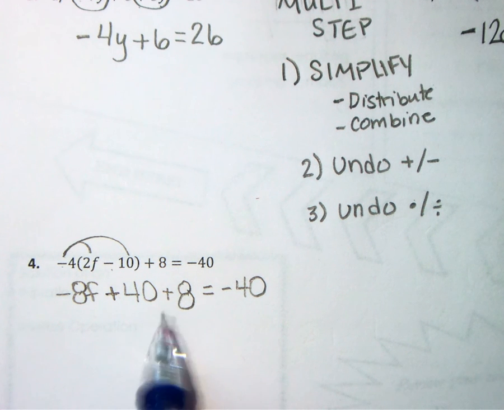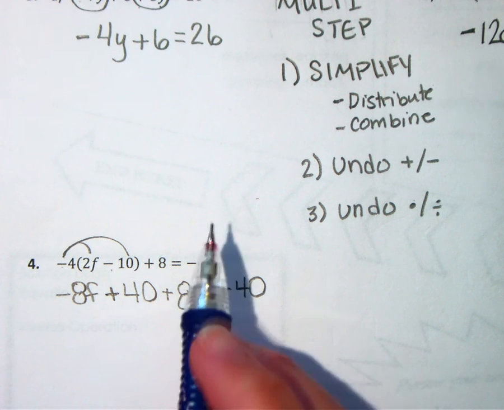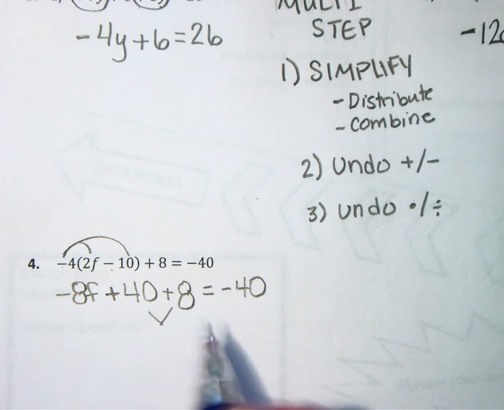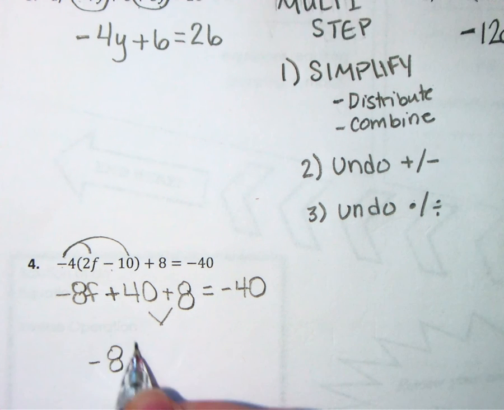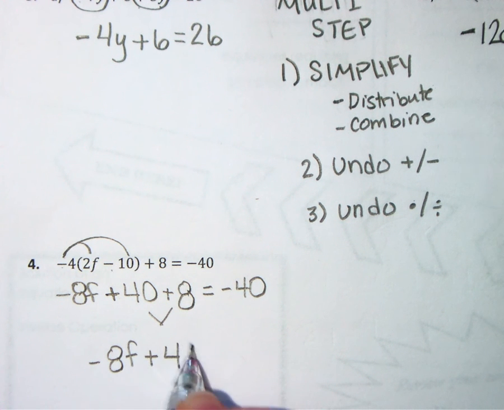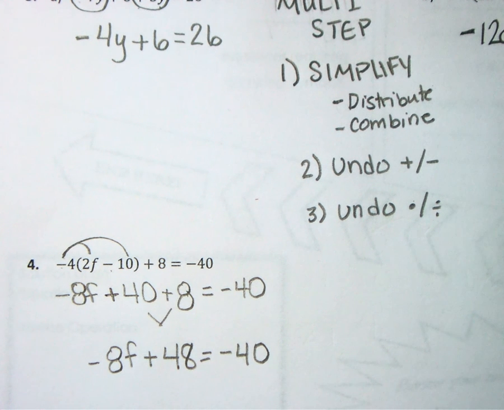Then we are going to combine. It's going to be very tempting. This says +8, so I'm going to -8 on both sides. Let's just put these 2 together first, and then we'll subtract them. So -8f, 40 plus 8 is 48. Now I'll go ahead and subtract my 48 from both sides.